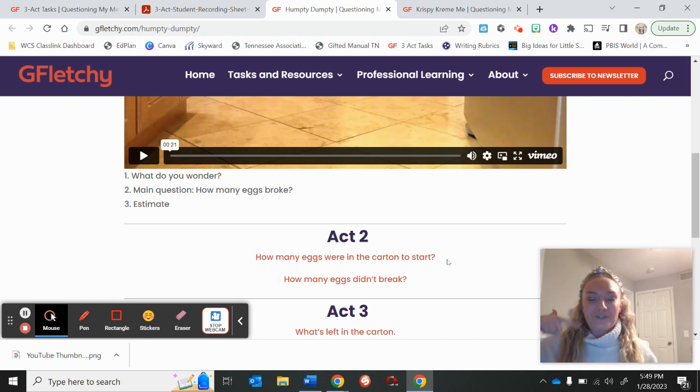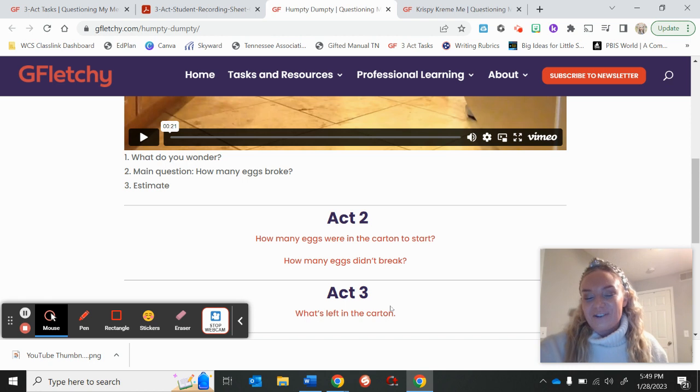By this point, some of your students will start making their connections of, okay, if I knew this many were in the carton to start and this many didn't break, I always use that as an opportunity to teach my students the idea of whole minus part equals part, kind of like a number bond, or part plus part makes a whole. Well, we know our whole number. We know how many eggs were in the carton to start. We also know one of our parts. We know how many didn't break. So if we said whole minus part, that's going to give us our other part. So at this point, students will try to solve that problem.